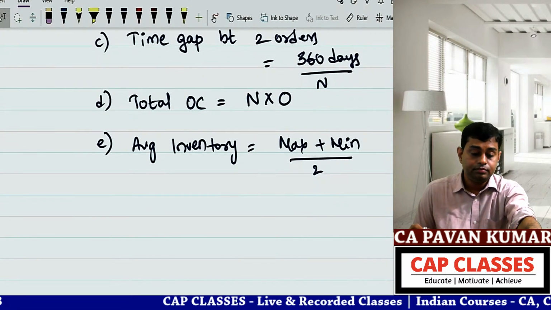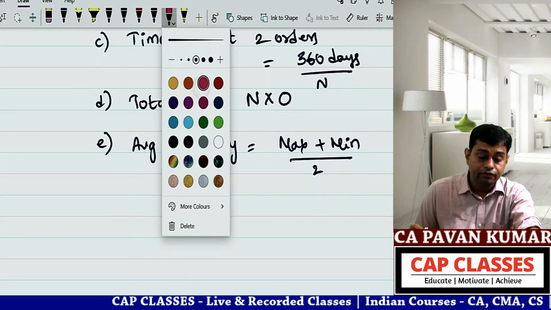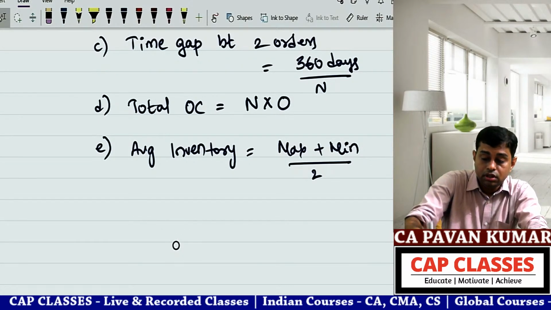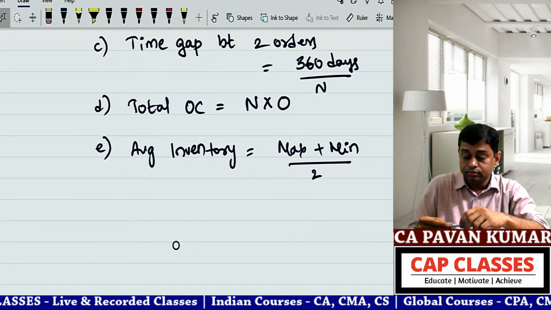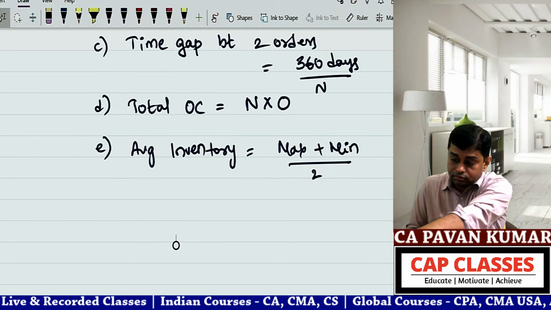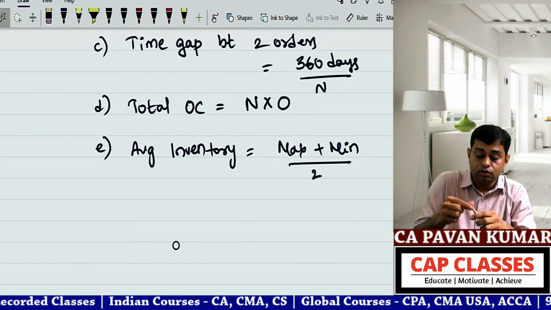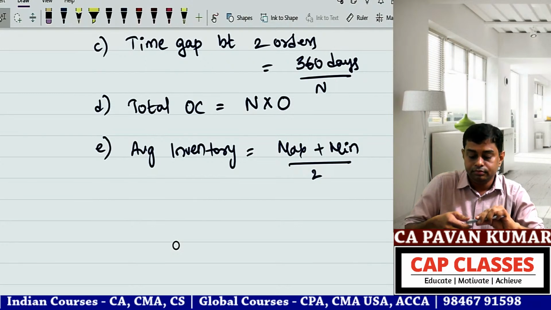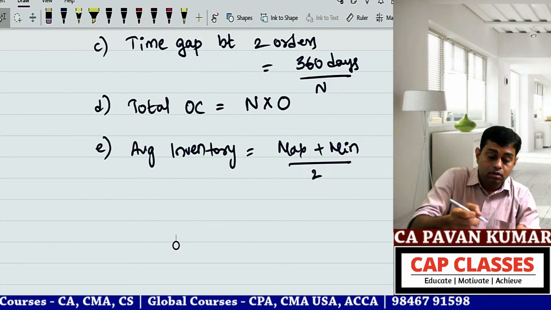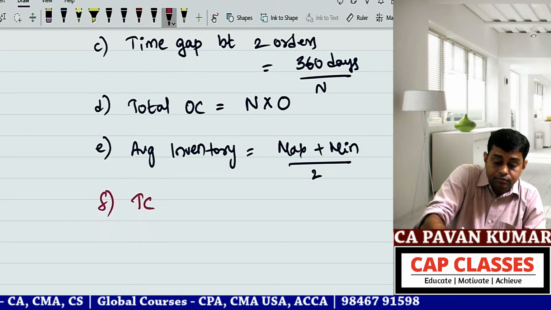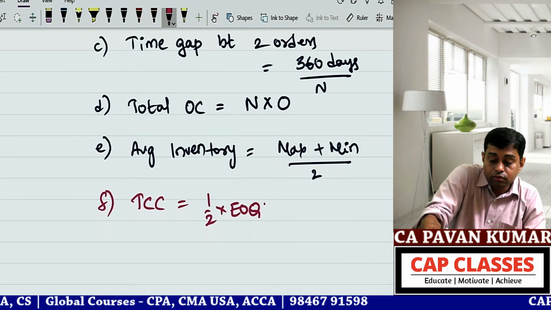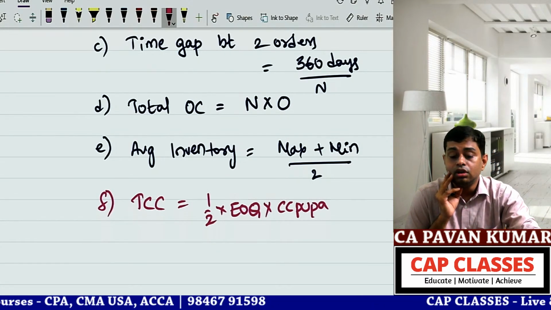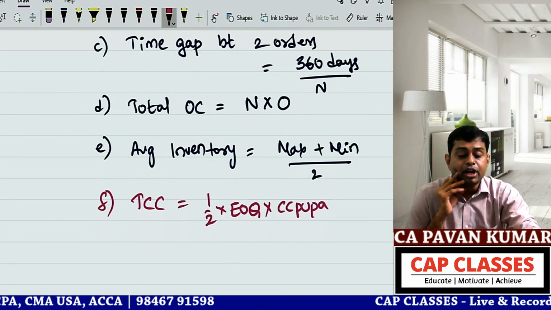Next, write down F. Total carrying cost is equal to half into EOQ into CCPUPA, carrying cost per unit per annum. Total carrying cost is equal to half into EOQ into carrying cost per unit per annum.